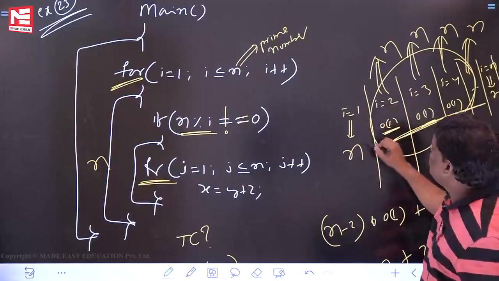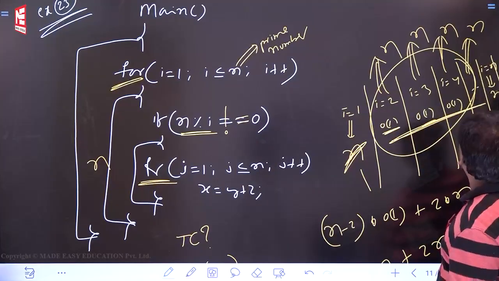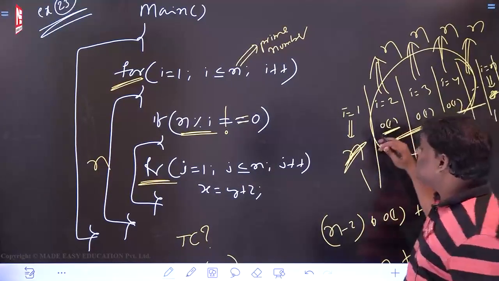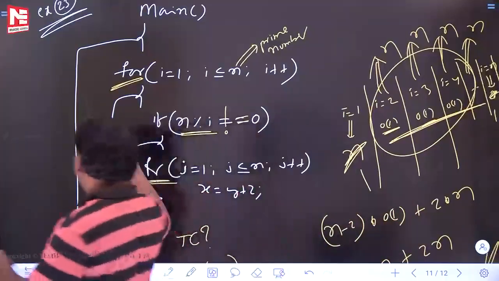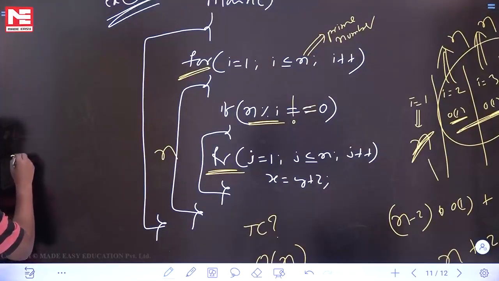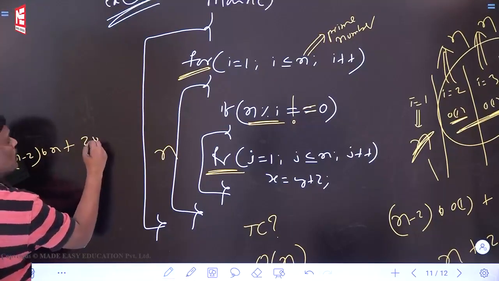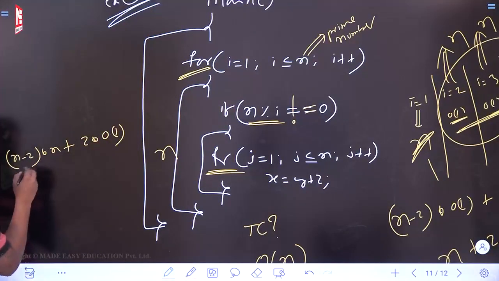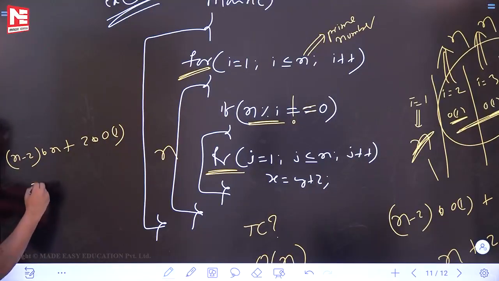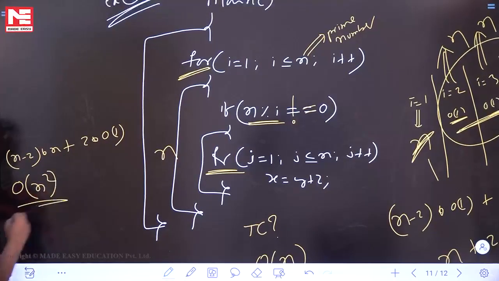The first one and last one are 1. The reverse will happen. So finally, what is the answer if not equal to is there? The answer is going to be n minus 2 times n, and next, 2 times 1. Finally, forget about small constants. What is the answer? N square. Then the answer is n square.